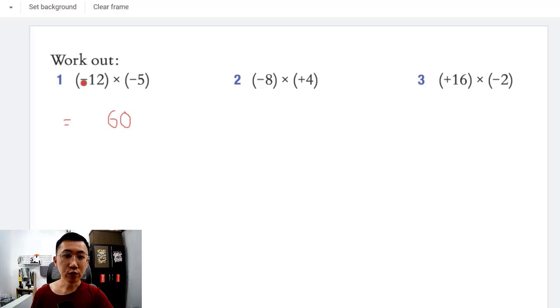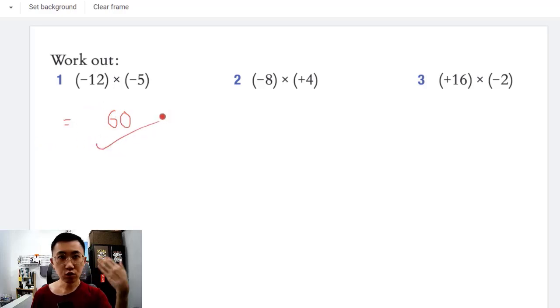And then only you take into consideration the negative symbol. So if both signs are the same, that will get you a positive. So we don't show plus 60 as the answer. We usually just write 60, and we can understand that it's actually showing a positive number already. So just leave it like this, and that's the answer for number 1.